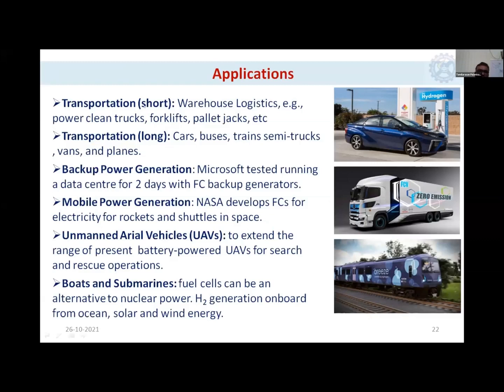They have recently found several applications, like in transportation, for instance, short range transportations like warehouse logistics or power clean trucks, forklifts, and so on. All these industrial vehicles actually operate within a boundary. So these are all short range transportations. And recently, long range transportation has also been demonstrated, like fuel cell based cars, fuel cell based trucks and trains.